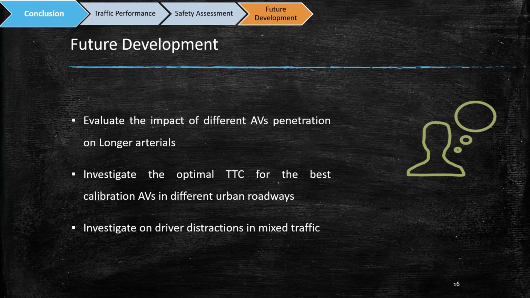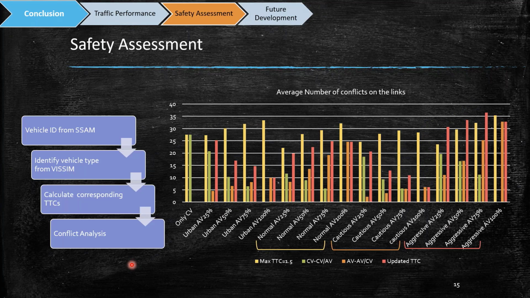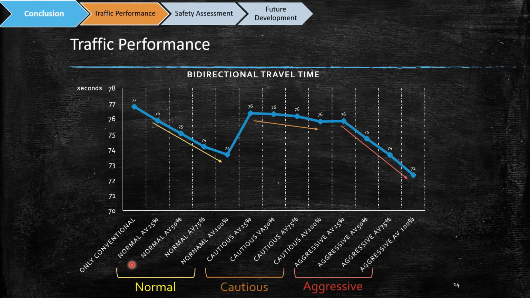So thanks for your attention, and I'm here to respond to your questions. Thank you, Ahmed. That was a great presentation. We have a few questions for you. The first one, how would it be to calibrate for a more complex intersection, like a roundabout? Like, how would you do that?